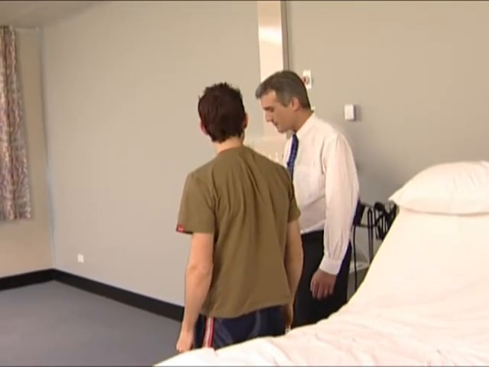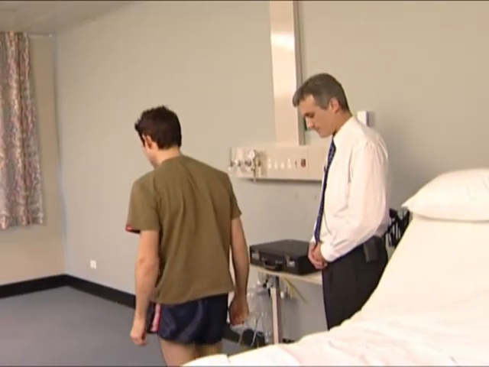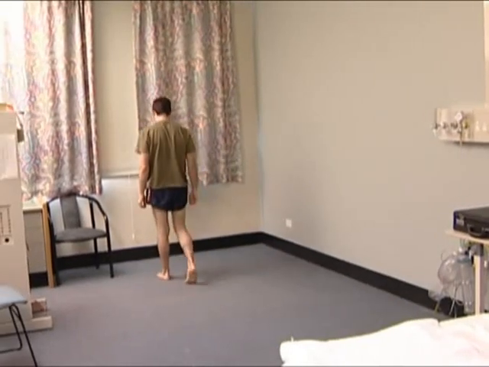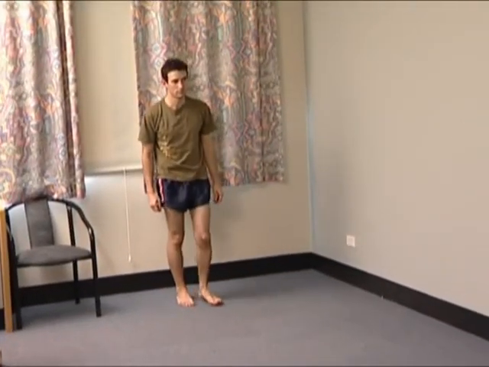Okay. If the patient is able to walk, start by examining the gait. So just walk to the end of the wall. The legs need to be uncovered. Use this opportunity to make a general inspection. And stop. Thank you. Stop right there. Turn around and just come back towards the bed again.